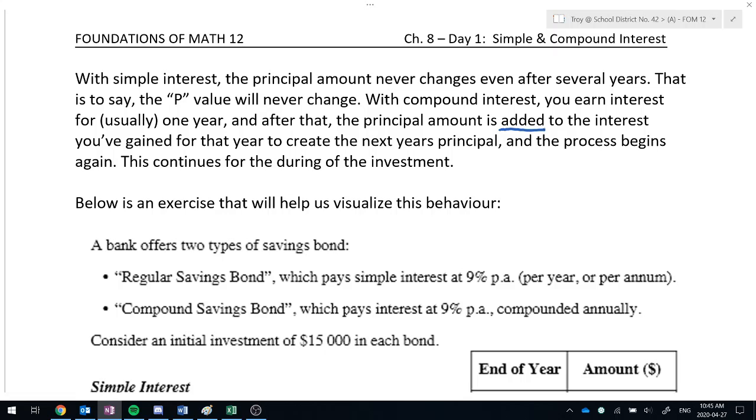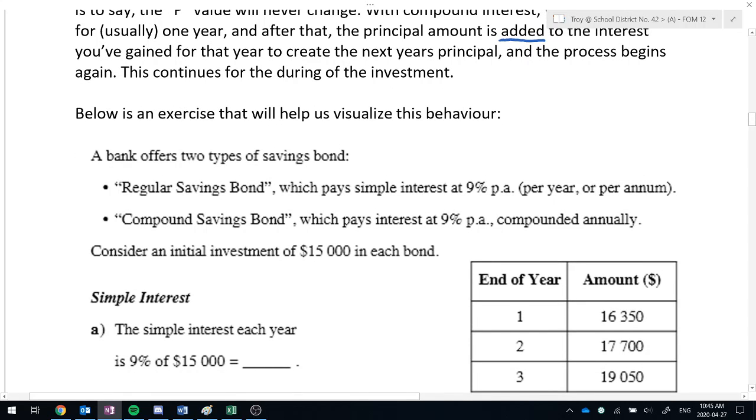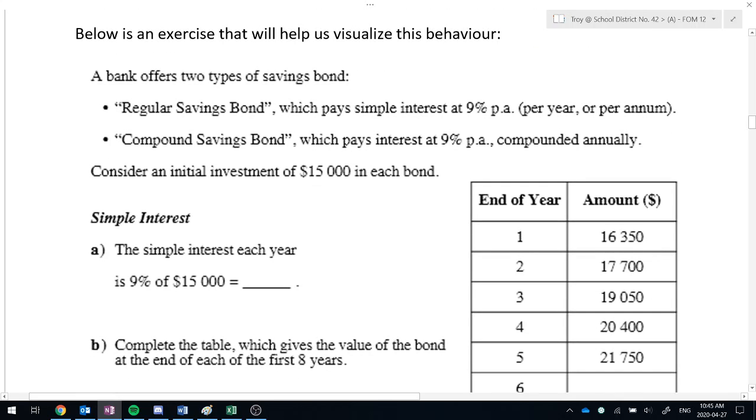Okay? So what we're going to do is a little exercise here that's going to help us see what's going on. So what we have is two types of savings bonds we have at a bank. The regular one, which just pays simple interest at 9% per year or per annum. And then we have the compound one that pays the same amount of interest, compounded annually. So that means compounded every year. So what we're going to do, we're going to have an initial P value of $15,000.